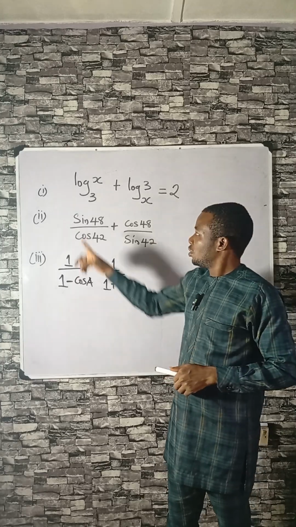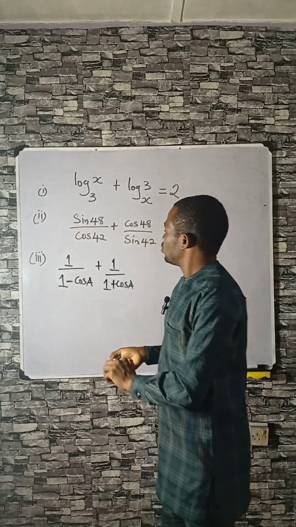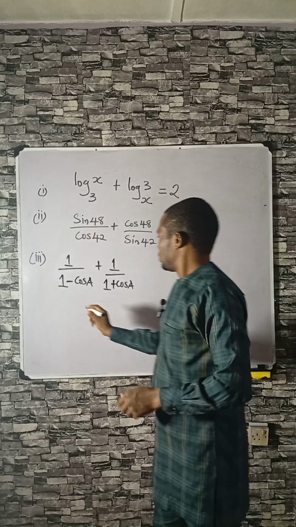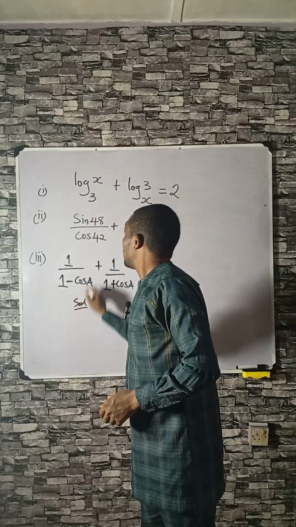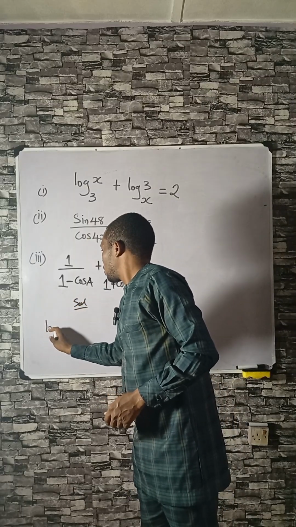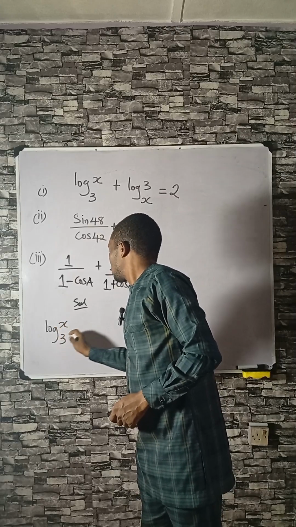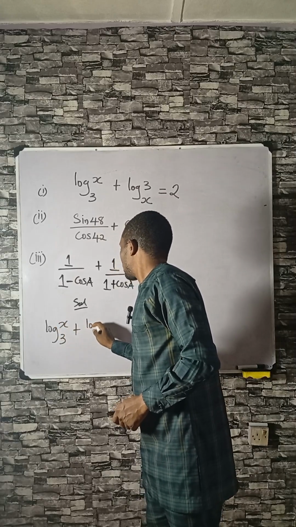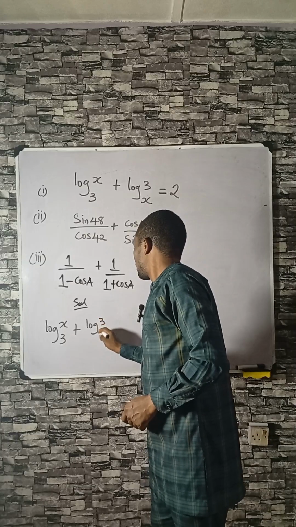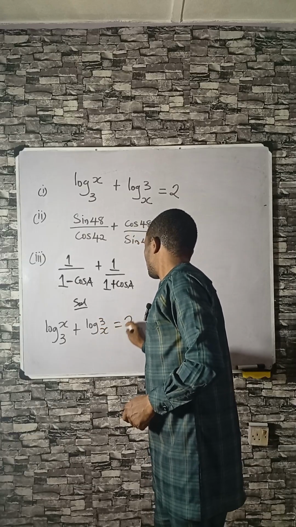Let's solve the following. This, and this. So let's start with number 1. Given that log x base 3 plus log 3 base x equals to 2.